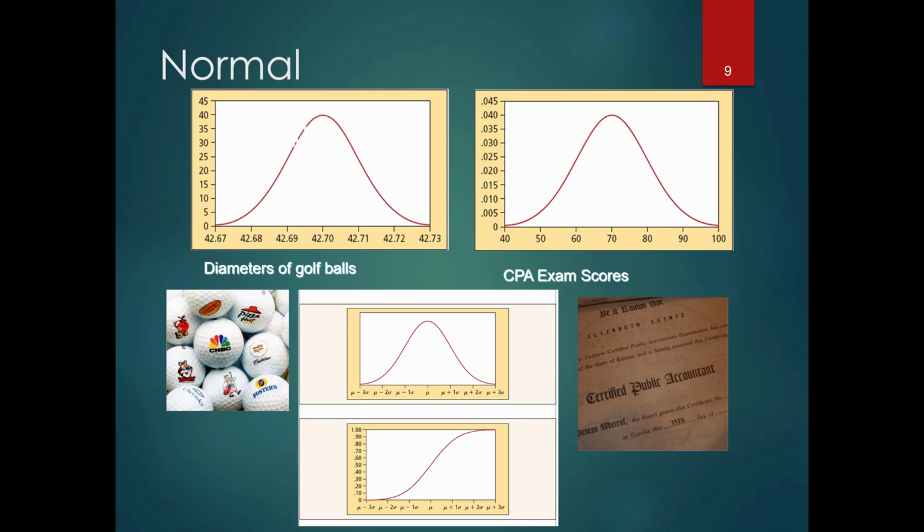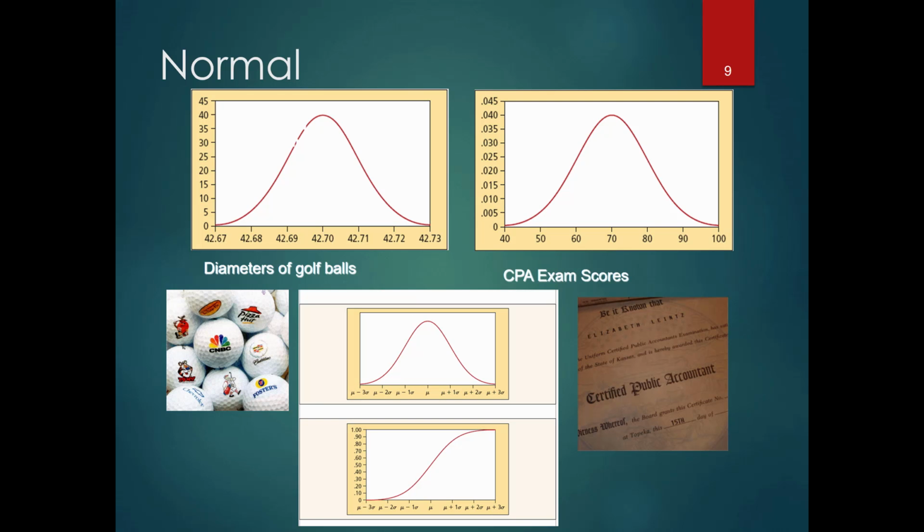So some examples here. Diameter of golf balls. Anytime there's something like a machine making something, you're typically expecting most, in this case, to fall around 42.7 because that's the mean. But there will be a few that are a little bit more and a few that are a little bit less. Same as these CPA exam scores here. Typically, you wouldn't have CPA exam scores following a normal distribution, but in this case they did.